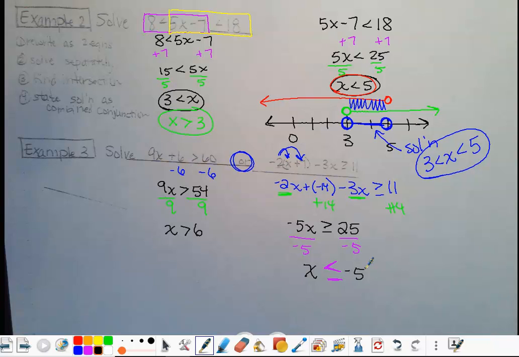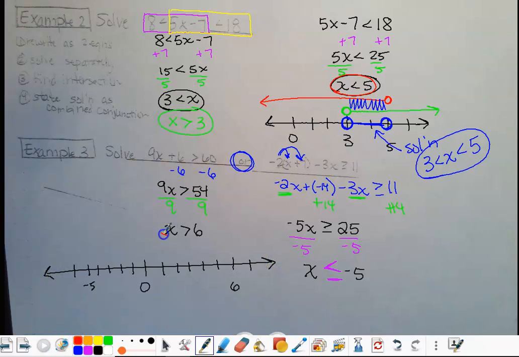All right, very nice. And then let's go ahead and look at the graph of that. So let's see, here's 0. I need 1, 2, 3, 4, 5, 6, 7. I always go one more. 1, 2, 3, 4, 5, 6. And there's negative 5. All right, so there's my number line to start with.